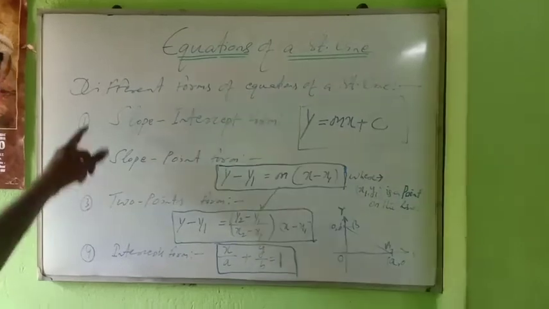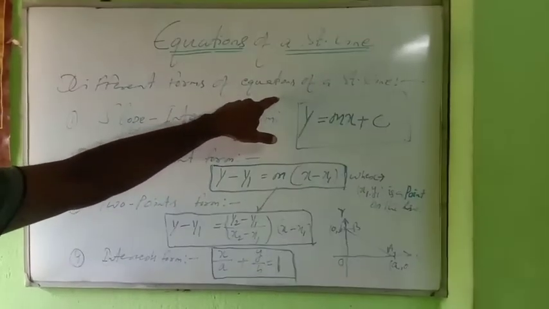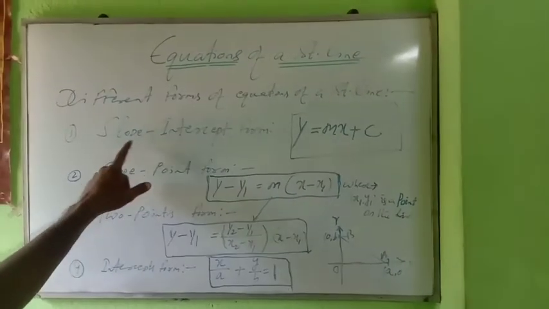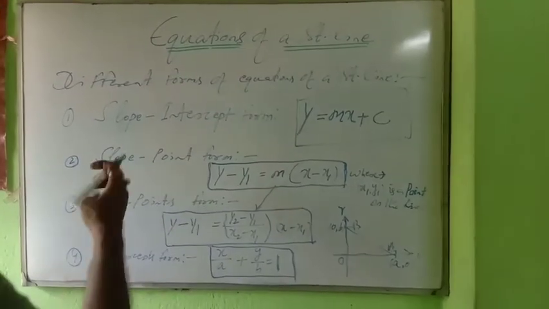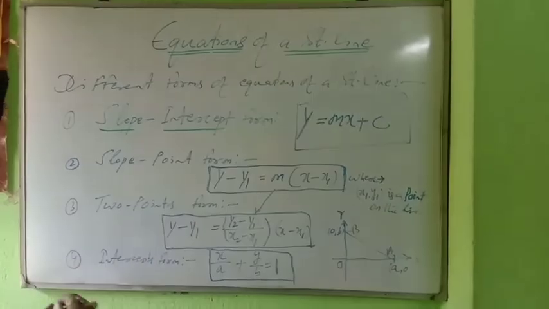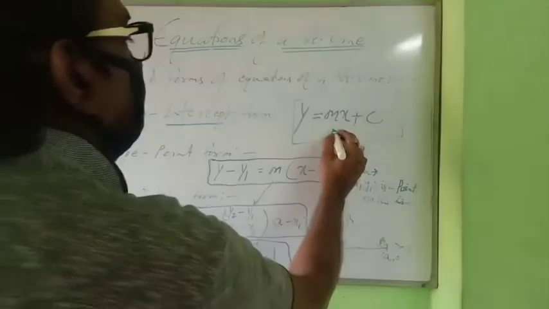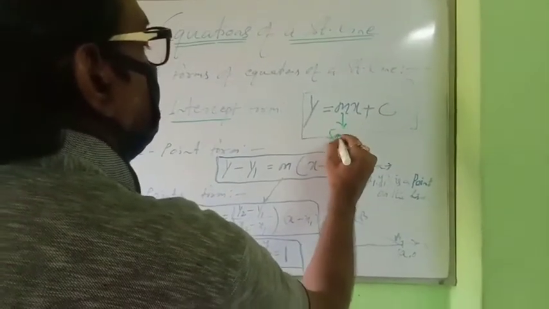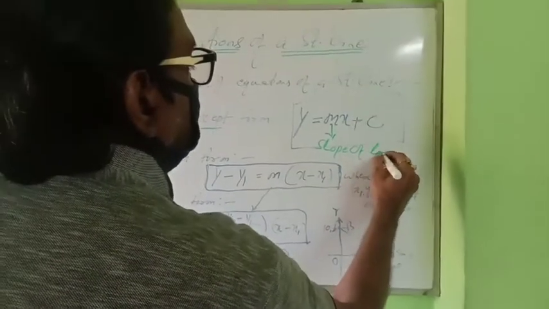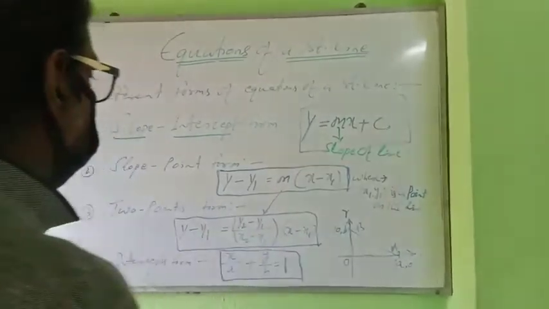Okay. See, first I am going to cover different forms of equation of a straight line. Number 1, slope intercept form. What is that? In a line, slope given and intercept given, means y intercept. The answer is y is equal to mx plus c. M stands for slope of the line. C stands for y intercept.